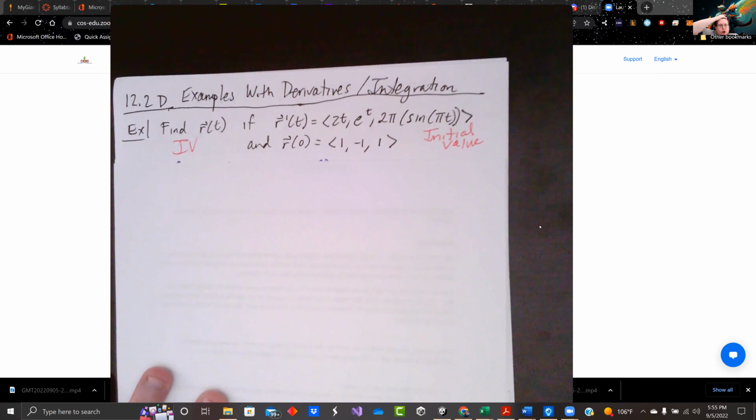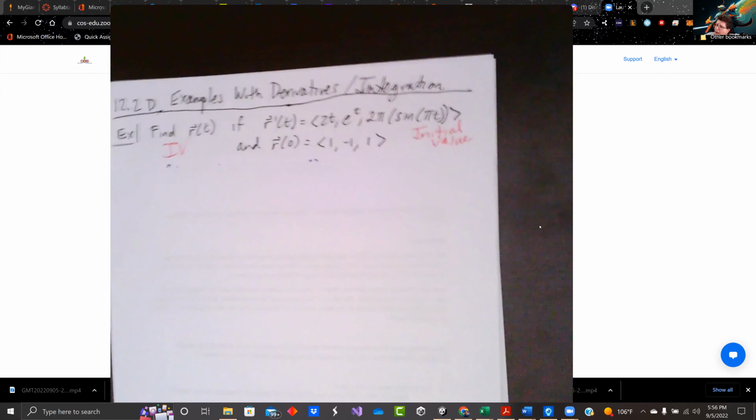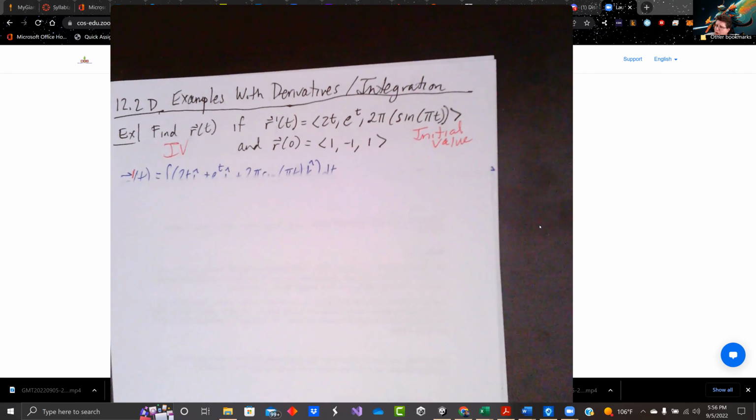I want to find r of t if r prime of t is 2t for the x component, e to the t for the y component, and 2 pi times sine of pi times t for the z component. We're going to have an initial condition of r naught, or r at t equals 0, is <1, -1, 1>. This is called the initial value problem.